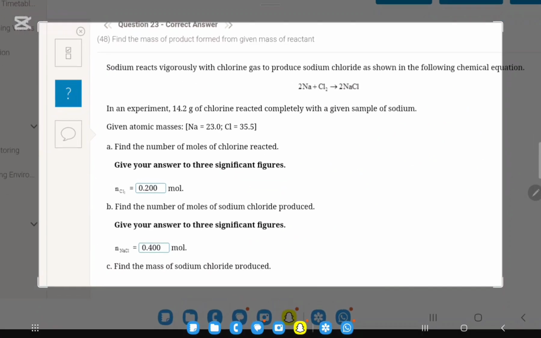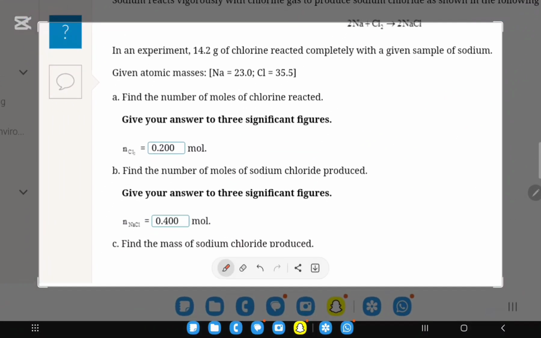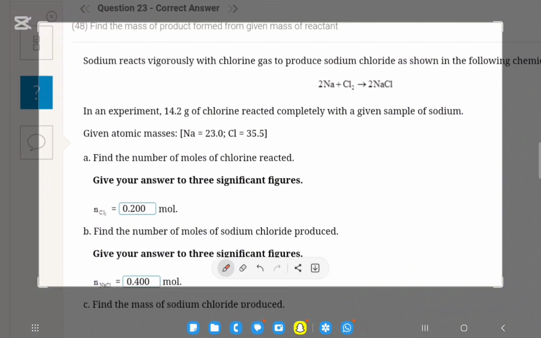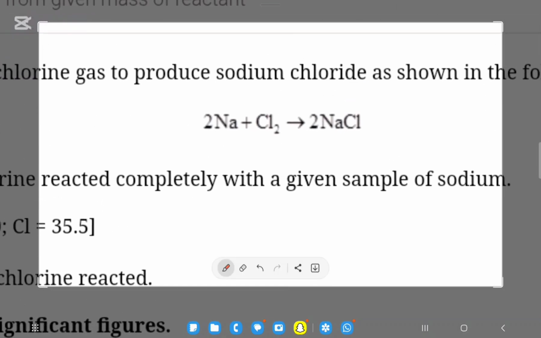Now for the next part, they said find the number of moles of sodium chloride produced. To find the number of moles of sodium chloride, we need to do RRGR.